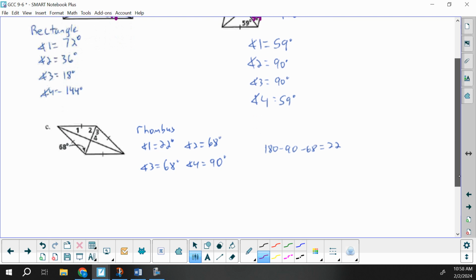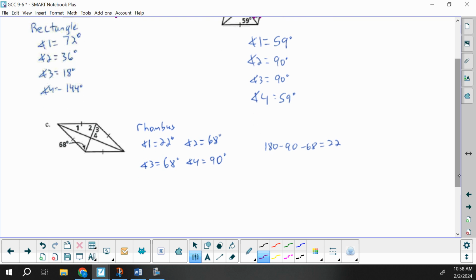C is a rhombus because it has those tick marks for the congruent sides again. By our zigzag with alternate interior, 68 for angle 3, because the diagonals bisect the angles, 68 for angle 2 as well. 4 has to be 90 because the diagonals are perpendicular, meaning this is 90 as well. And then if you take the 90 and the 68 away from 180, that leaves you with 22 for angle 1.